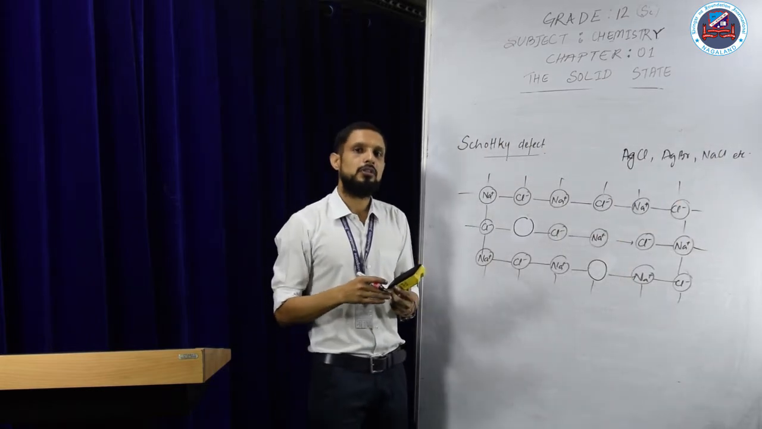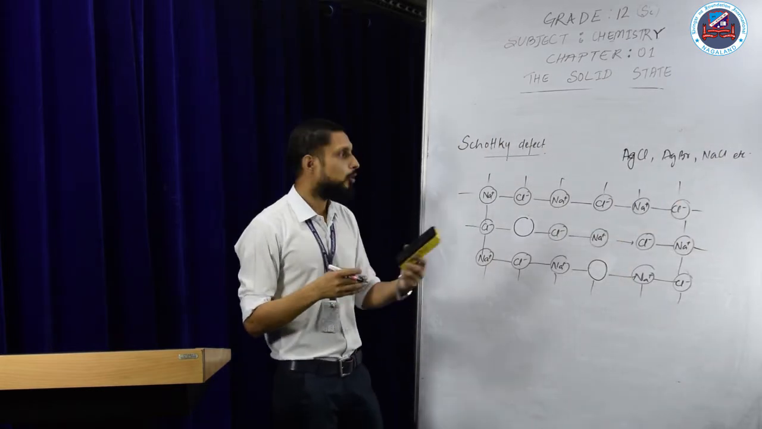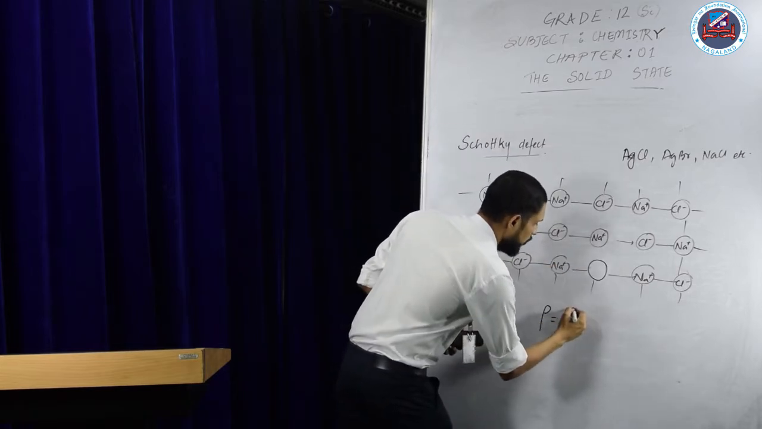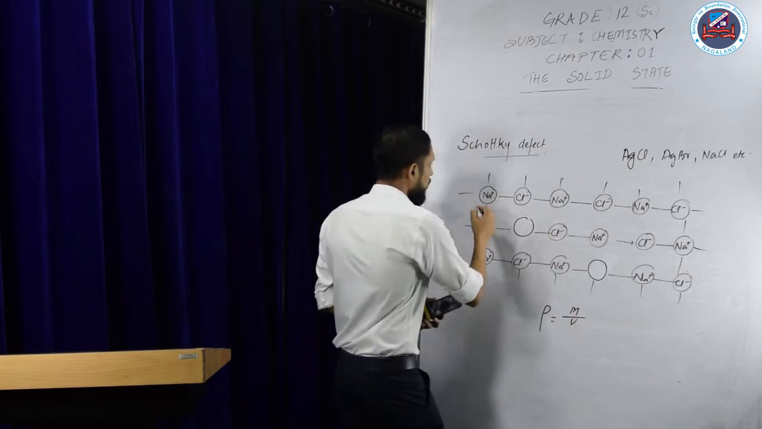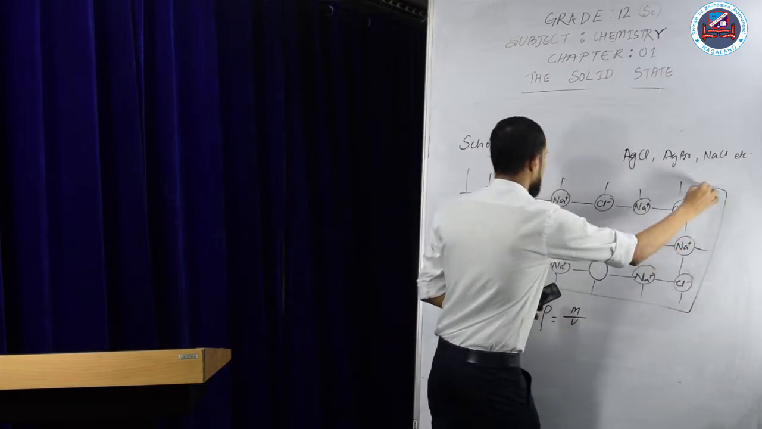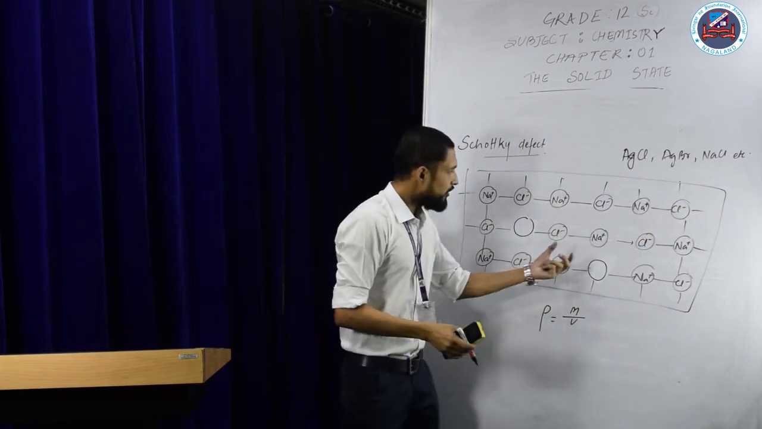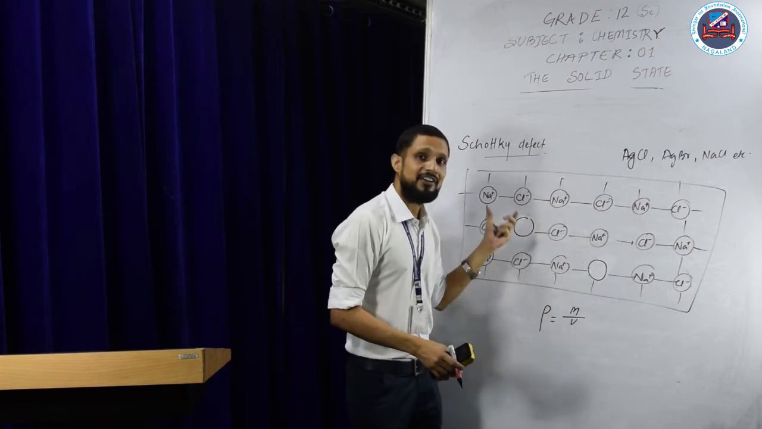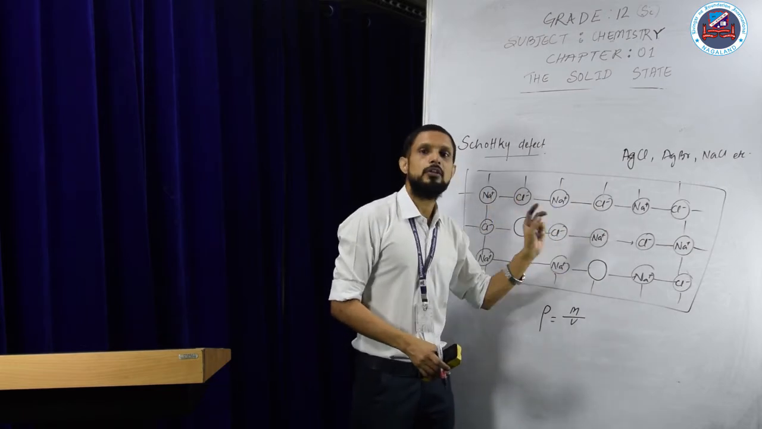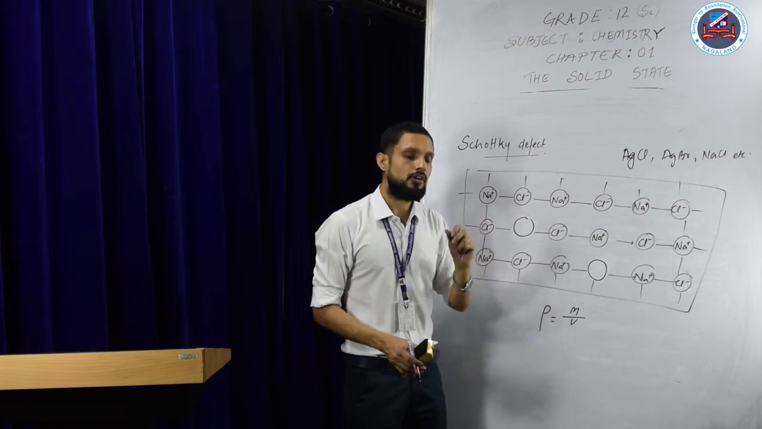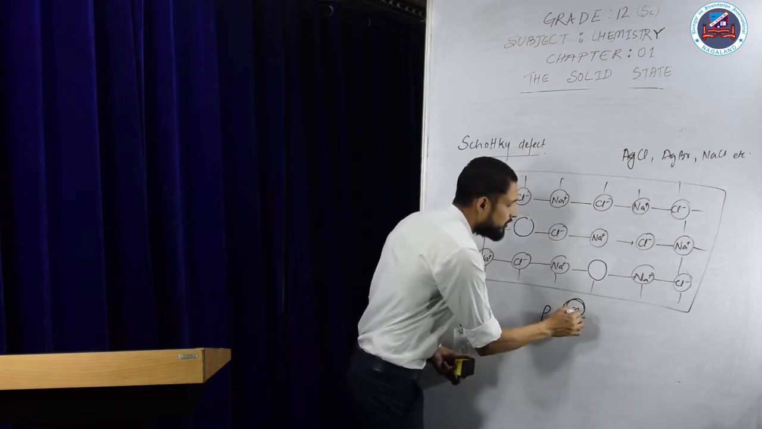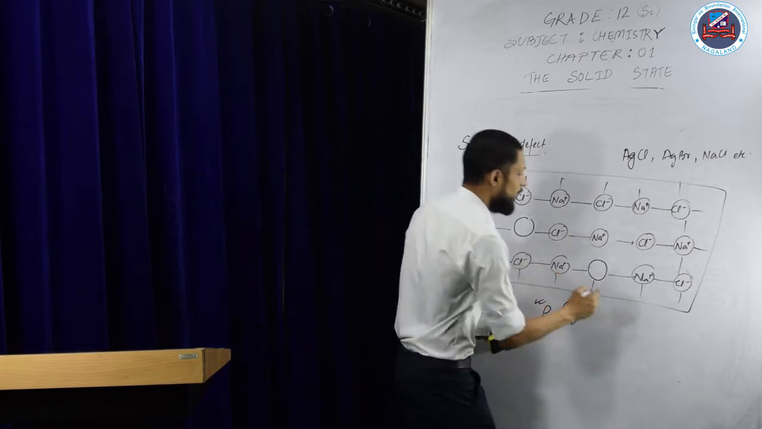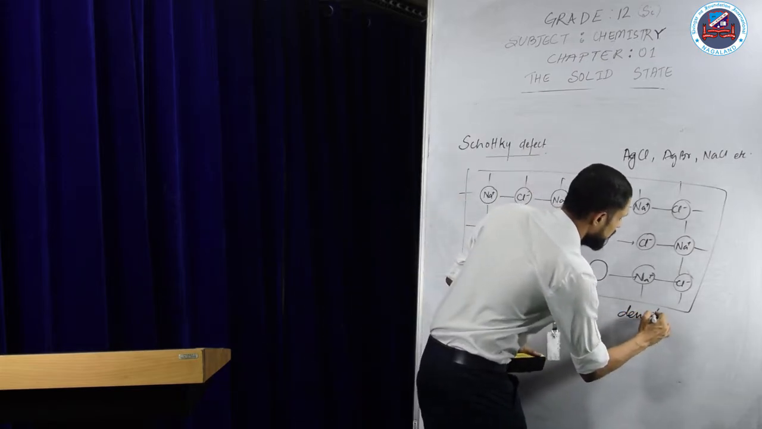Now, what about the effect of this defect on the density? The density formula is density is equal to mass by volume. Now, the volume remains same. Now, since the ions are missing from the crystal, the overall mass will get reduced. That means it will decrease. So, since the mass decreases, density also decreases. So, for Schottky defect, density decreases.